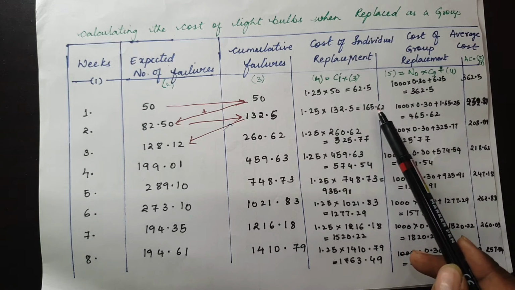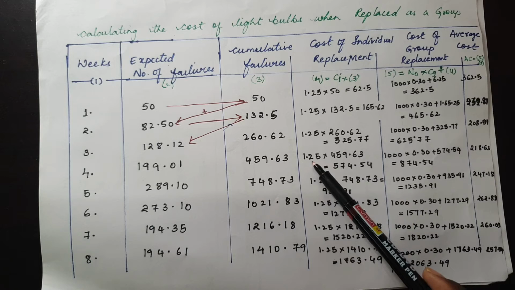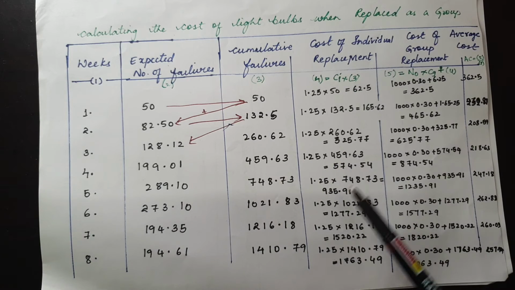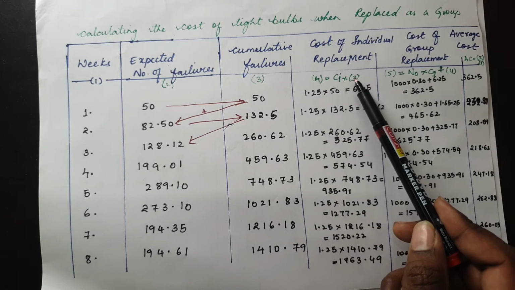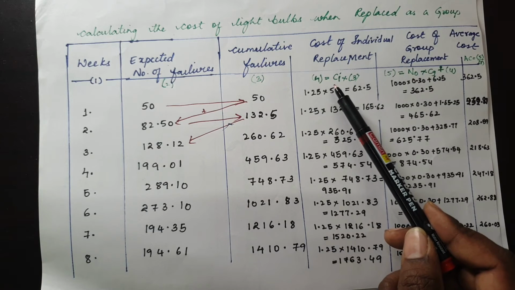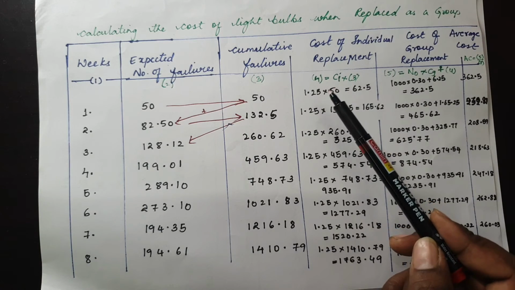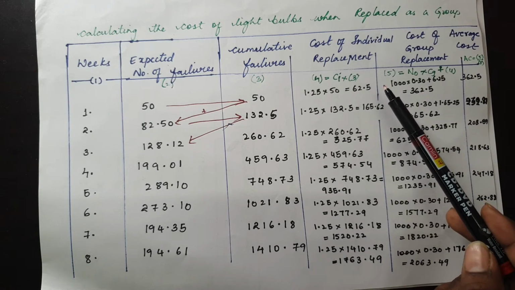Then 1.25 into the third one, you will get this one. 1.25 into this, you will get this one. So this is how you get the fourth column: 3 into CI, where CI means the cost of the individual replacement. Now you have to find out the fifth one.